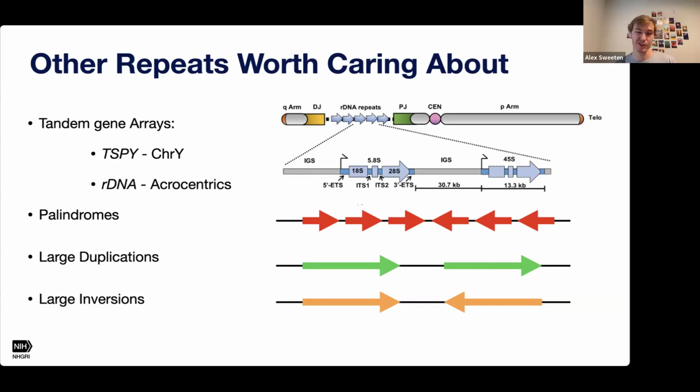These are a type of inverted repeat. So you have some forward repeats and then some inverted. These are also quite prevalent. We also see some large duplications and large inversions. These are not necessarily tandem repeats because they only occur once.